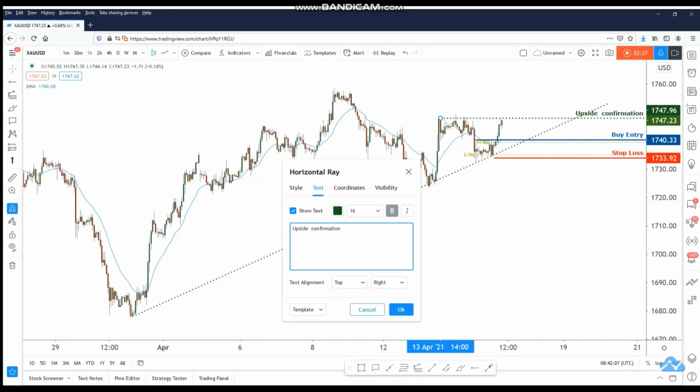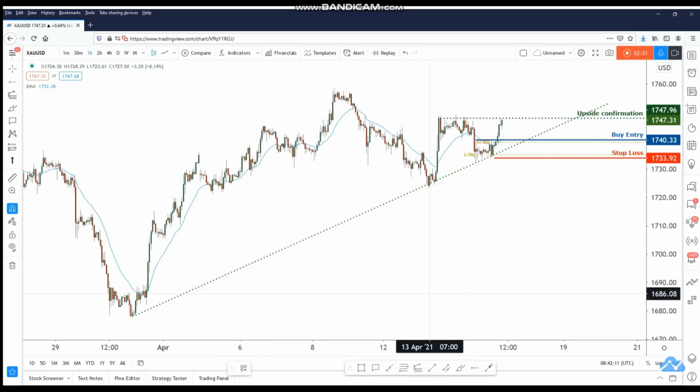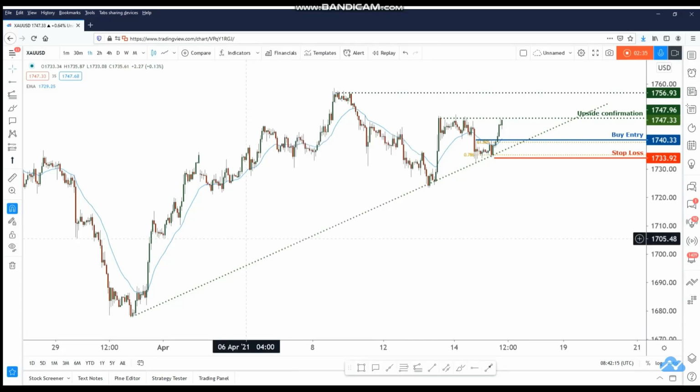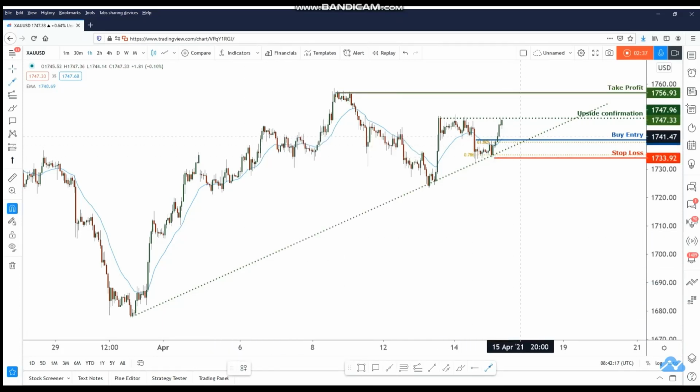Once price breaks above this level, the next take profit target, or the next resistance level that we have, you can see is this high here where we saw rejection of this area. So this would be the take profit target. For me right now, I'm waiting for a pullback before playing a further bounce up.